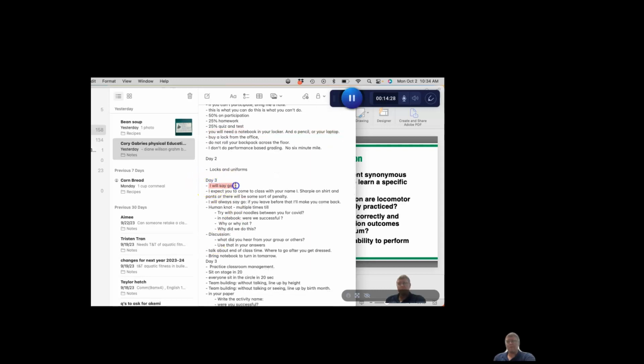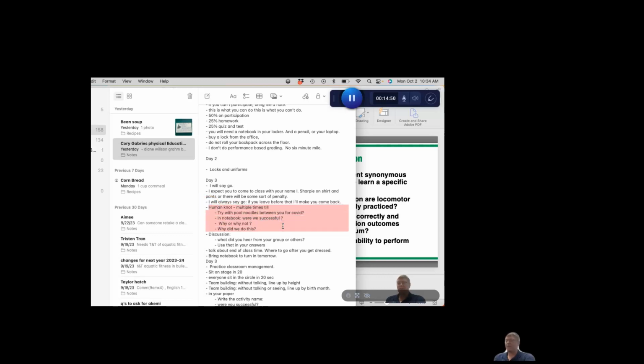So here's my first key. I always will tell them, I will say go. This is so you don't have to carry a whistle. As you just train them, say, I will say go. If you leave before, I make everybody come back. And then you'll start with a very simple human knot.